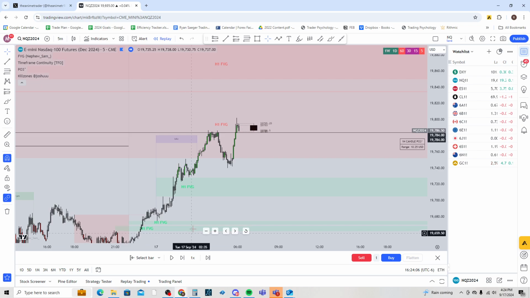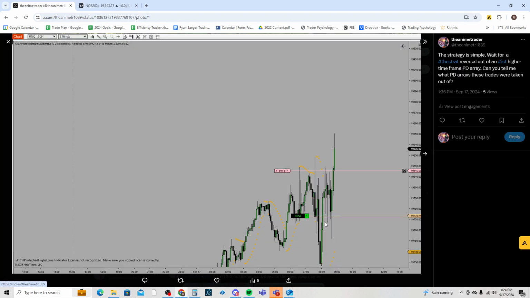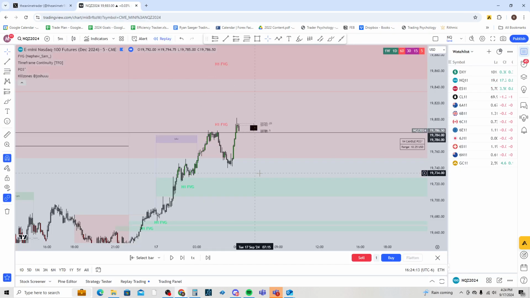And I took a few trades today. I went long and short. The first trade being this long here. So we'll go through that one.